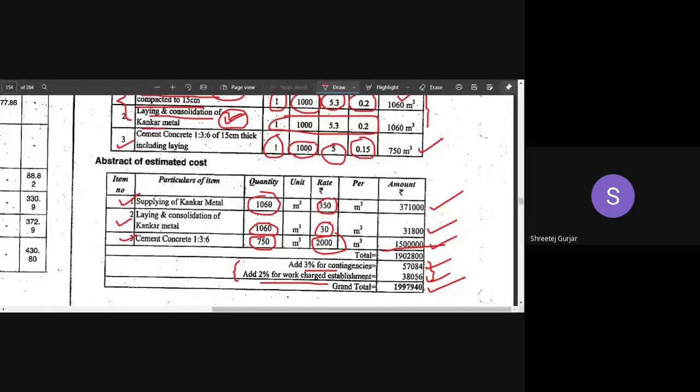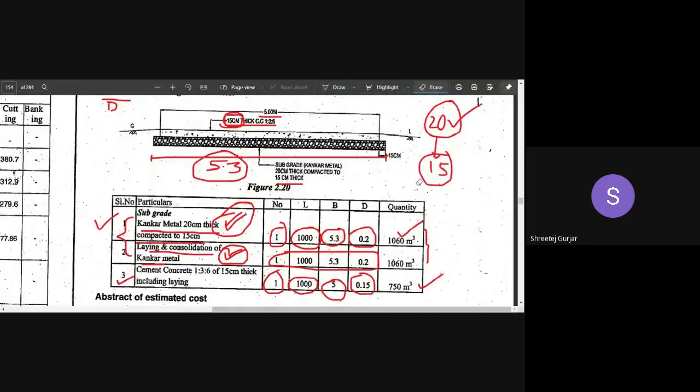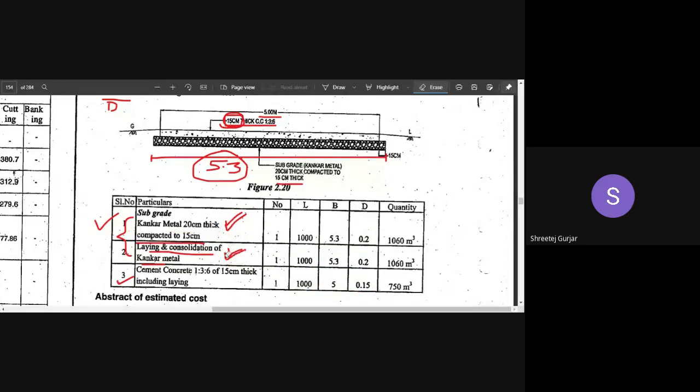So is this numerical clear, guys? Please let me know whether you have understood. If you understand this first one, then all the rest are the same. The quantity, measurement and material will be different. The pavement cross section will be different, but the method of quantity estimation is the same.